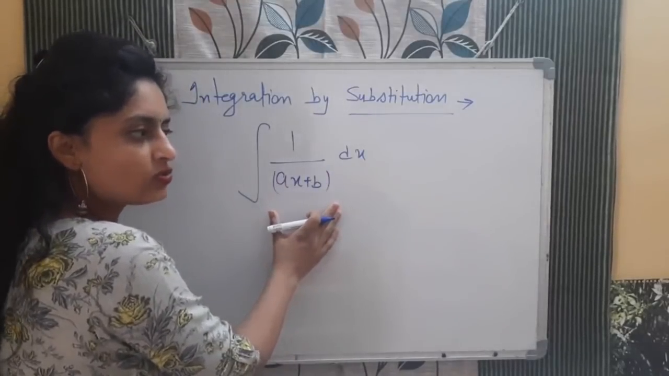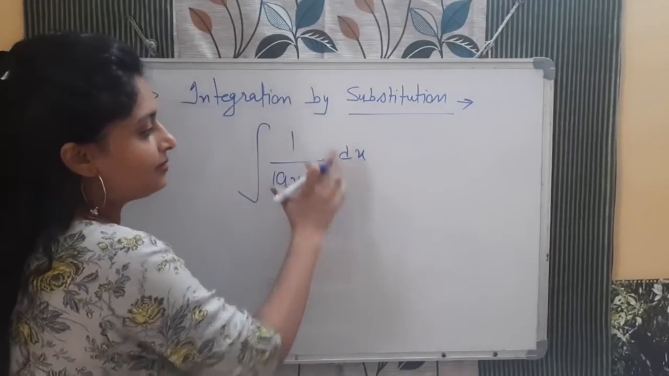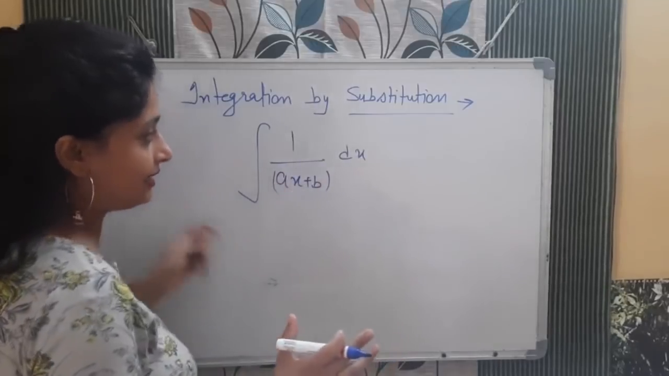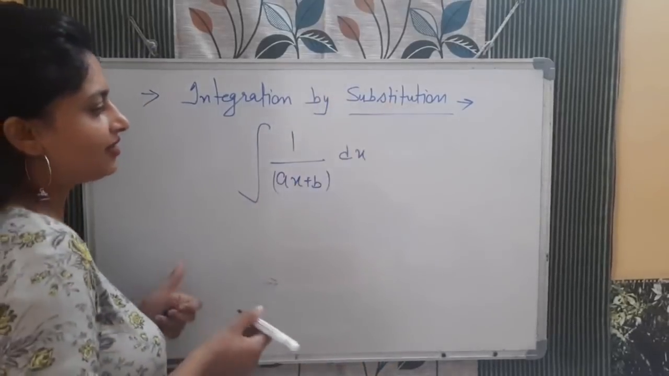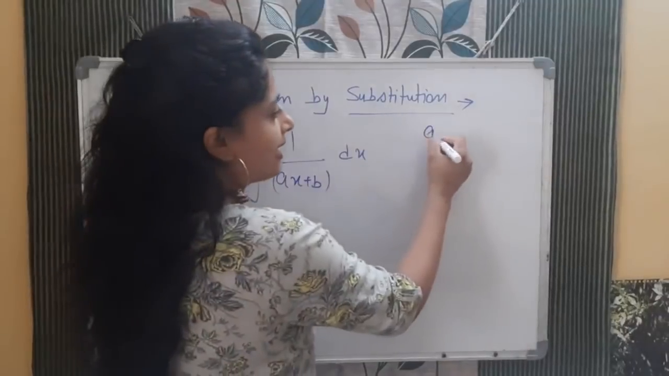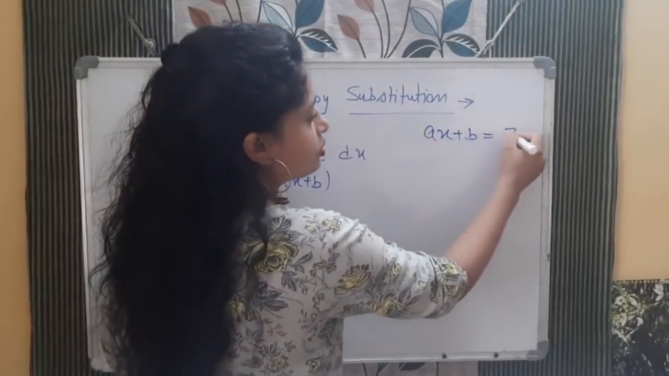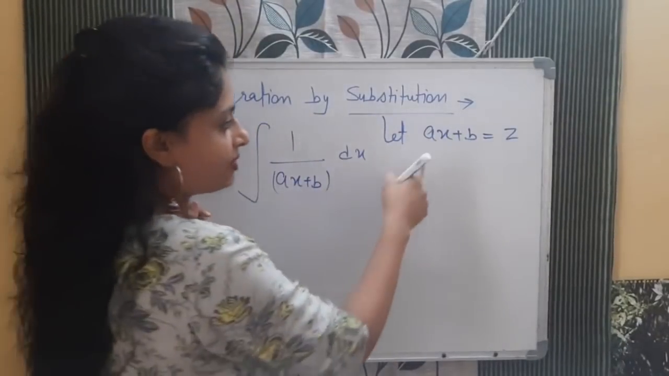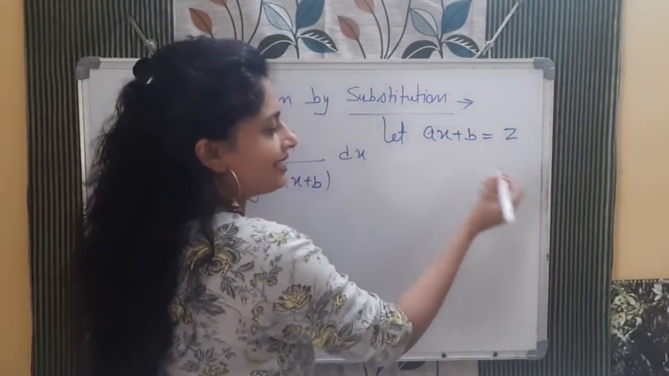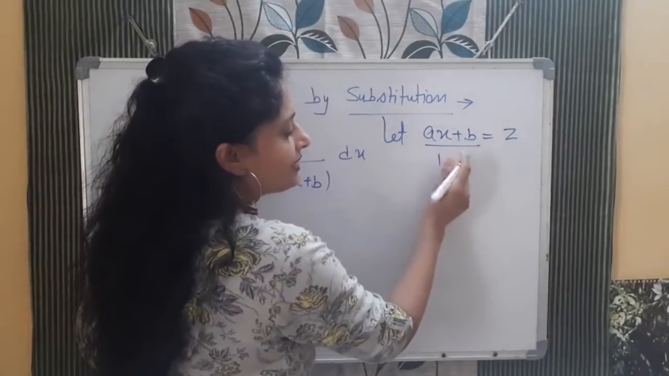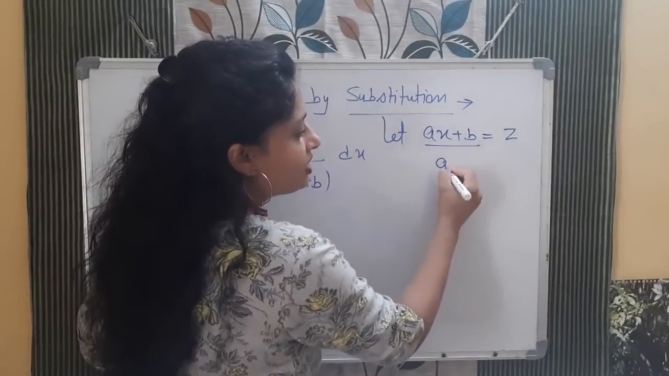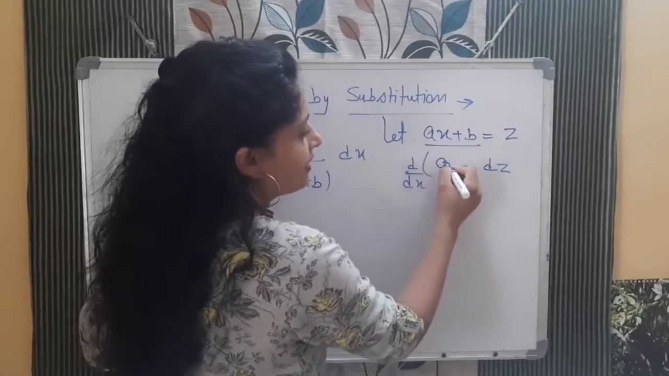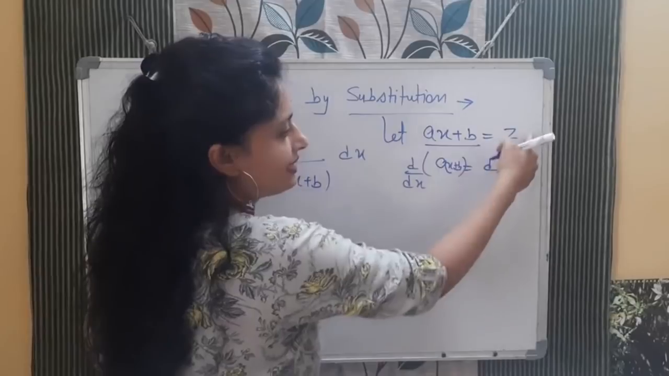1 by x dx was what? Log x. So we can simply take log of this and then divide by the differentiation of this function. We can do it this way also, but this method also we can apply. We can simply put ax plus b is equal to z. Let ax plus b is equal to z, and from here if I ask you to find dx, differentiate this: you will say that when you differentiate, a is equal to dz, because you take the differentiation of ax plus b. This side also you will take differentiation.